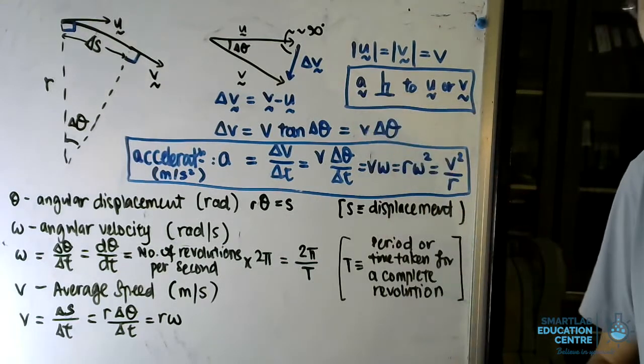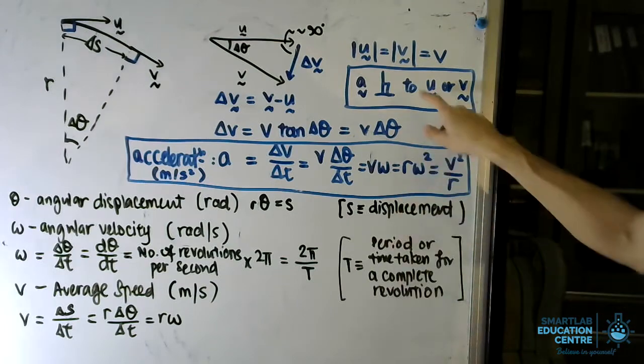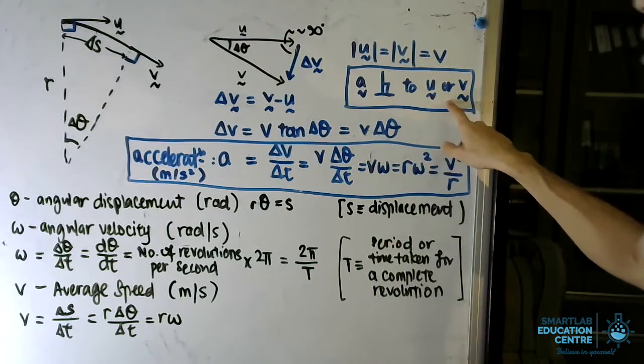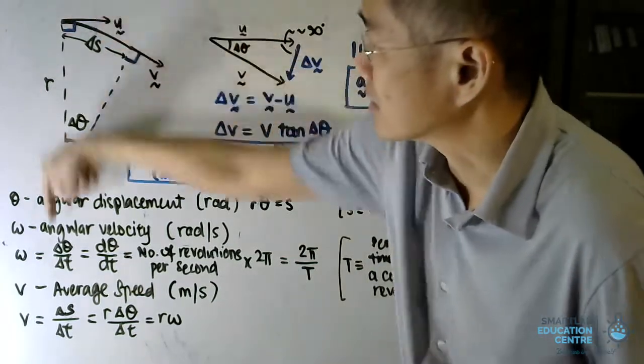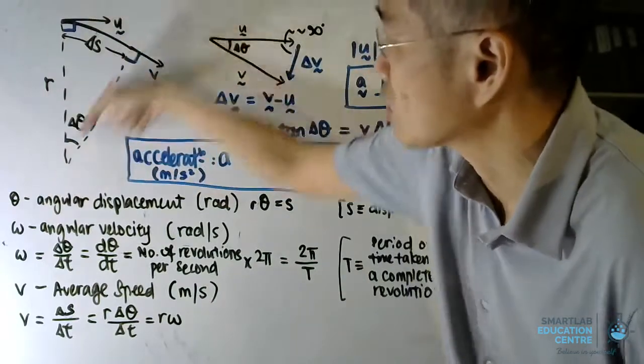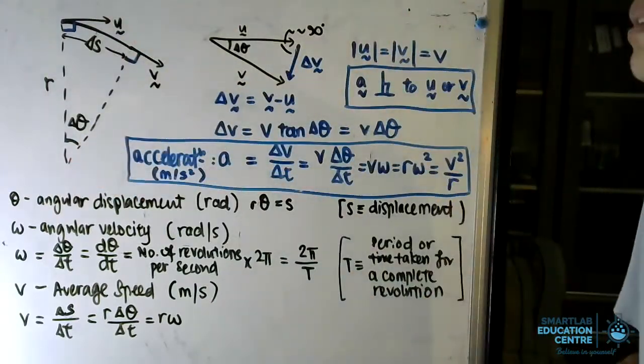Finally, it's important to take note that the direction of acceleration is perpendicular to the direction of the velocity, which means that the acceleration is always directed towards the center of the circular motion.